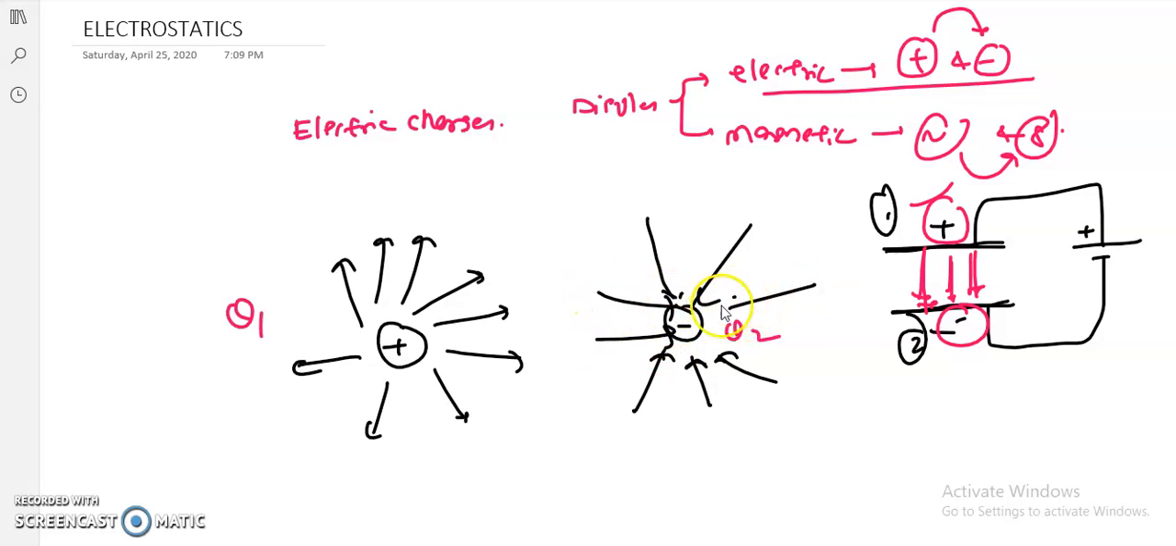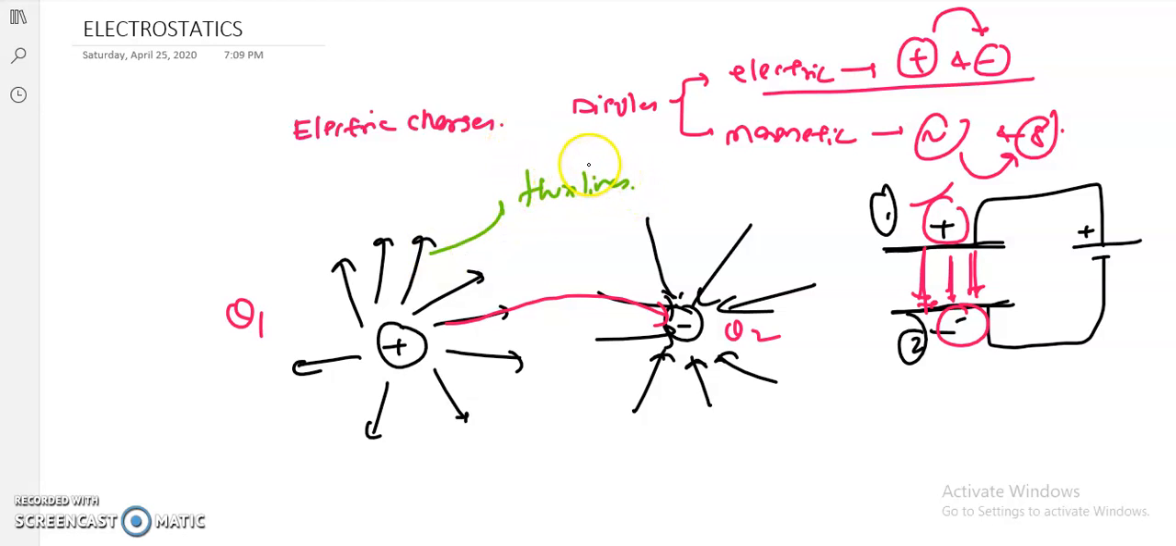If you take the positively charged particle and the negatively charged particle at some distance, then the flux lines are continuous here. The flux lines flow from the positively charged particle to the negatively charged particle, just like in the example I showed here. Whatever arrow marks I have drawn here, these arrow marks are called flux lines.